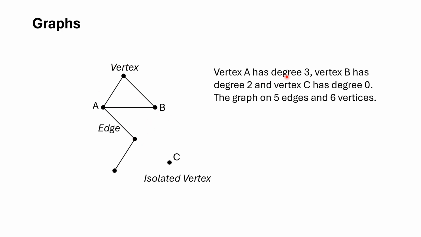And then we also have something called the degree of a vertex, and that's how many edges come out of the vertex. So vertex A has degree 3. You can see that here. It's 3 edges that originate out of A or terminate on A, however you want to word that. Vertex B has degree 2, since it has 2 edges coming out of it. And C, the isolated vertex, has degree 0. Okay, so that's it. It's pretty simple.